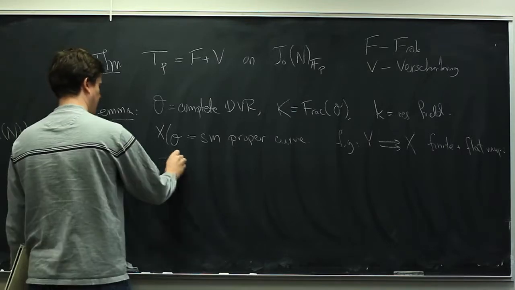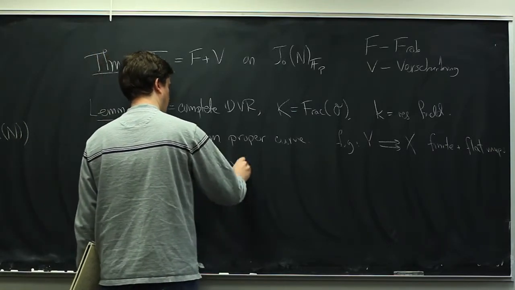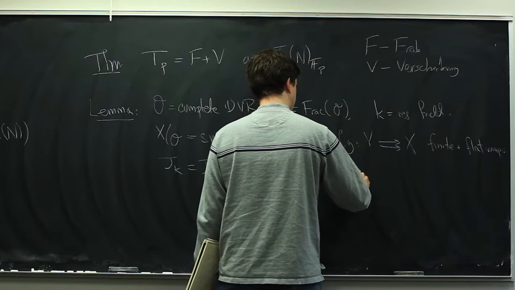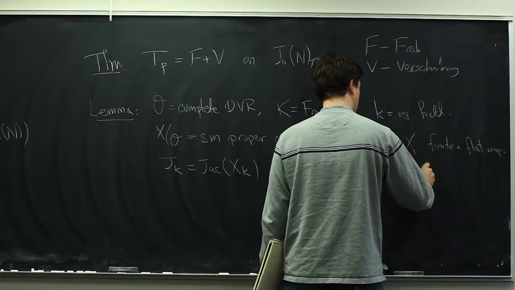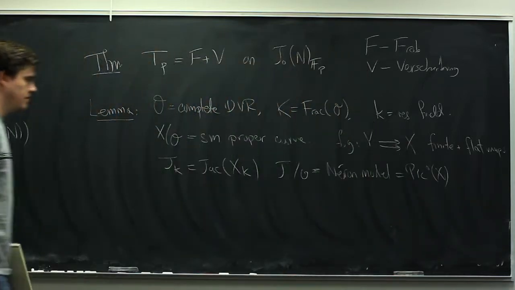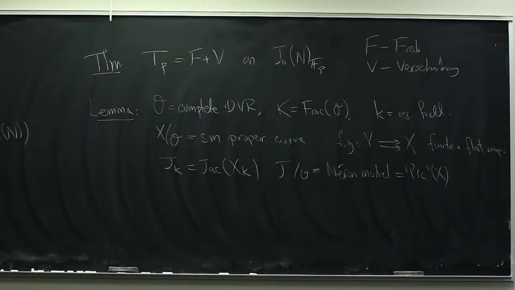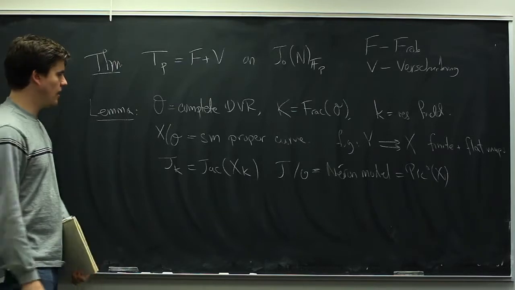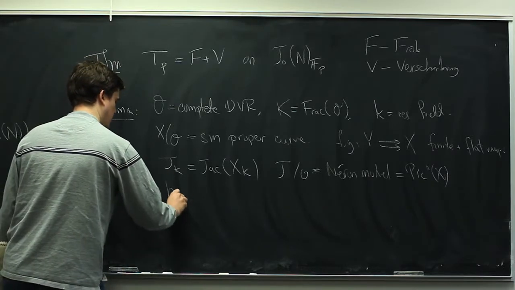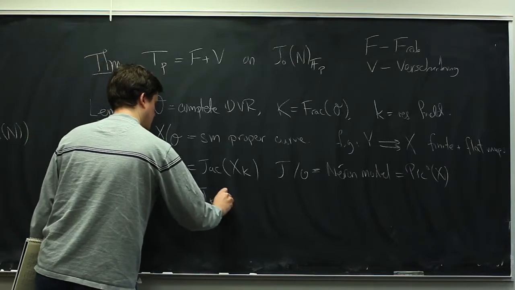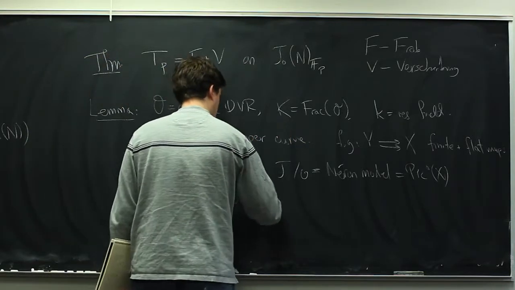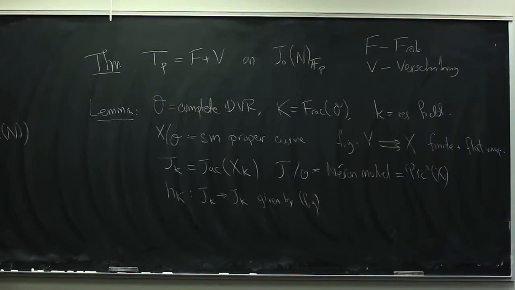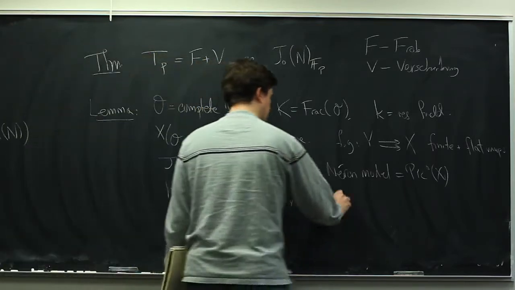All right, and then I'm going to let J_K be the Jacobian of X over K, and J over O is its Néron model, which is just Pic^0 of X over O. It's an abelian scheme over O extending J_K. So this correspondence, if I think of it over the generic fiber, I can use that to build an endomorphism of J_K. So I'm going to call that H_K. So H_K is the map J_K to J_K given by f and g. Remember, that was this pullback push forward type thing. And H is going to be its extension to J.